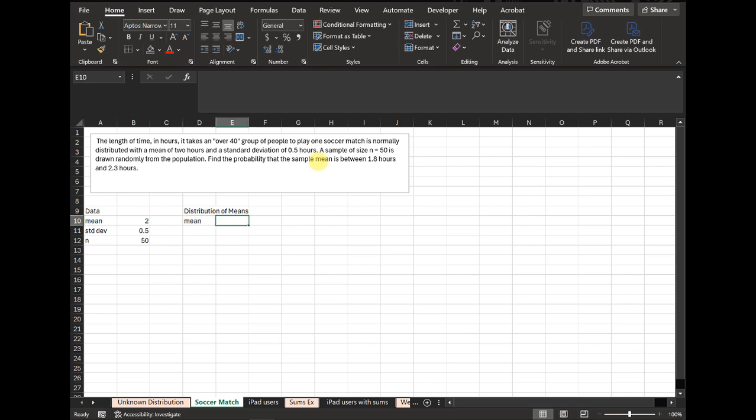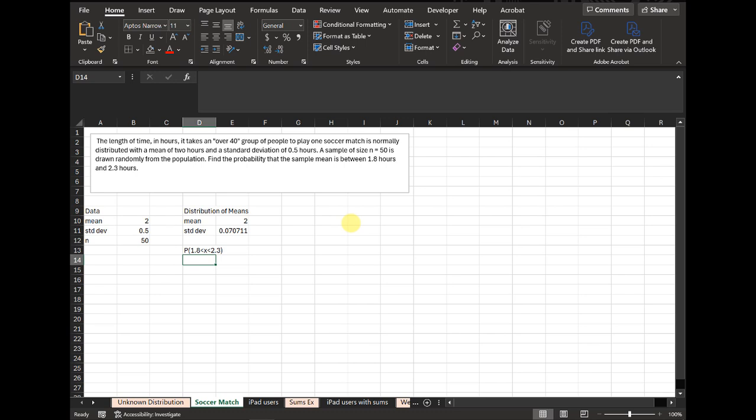So you want to just get used to moving between the data that you have into the distribution of means. And so when you're coming up with your standard deviation in this case, you're going to take the standard deviation from the data that you've been given divided by the square root of whatever your sample size is. Okay, so now I can answer probability questions based off of this data. So I am really being asked now to find the probability that x falls between 1.8 and 2.3.